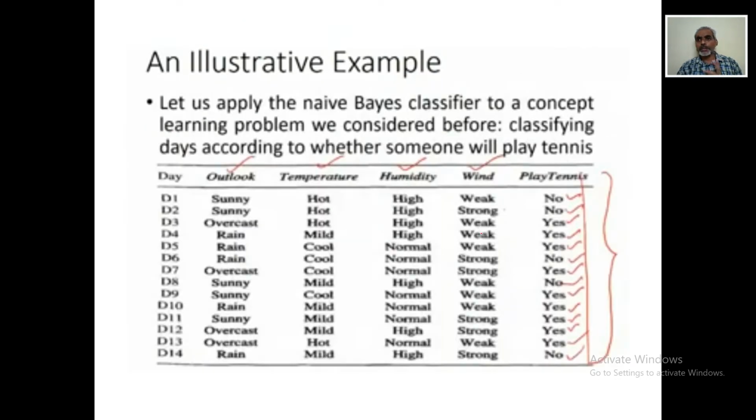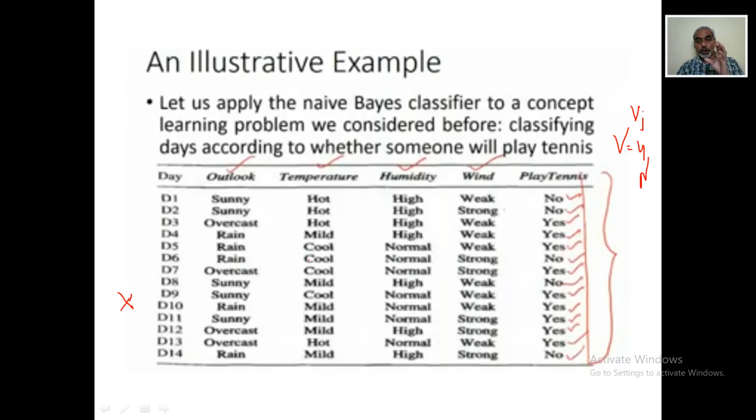We have already seen this example in our previous modules. You have 14 data instances with certain attributes. If you call D1, D2, up to D14 your capital X, and outlook, temperature, humidity, wind are the attributes A1, A2, A3, A4. When you consider the output V, this is play tennis, capital V. What values does it have? It has only two values: one is yes and the other is no. You can call this Vj, where j goes from 1 to 2: the first is yes, the second is no. Now it is very clear.